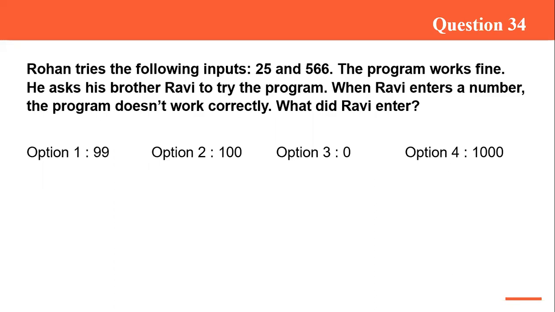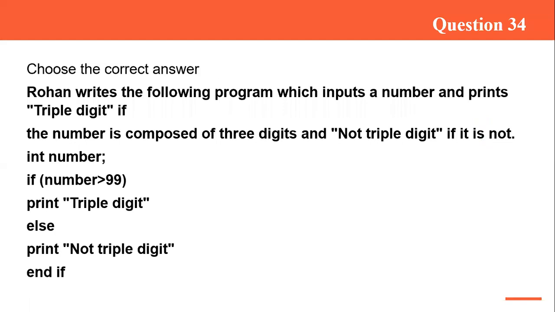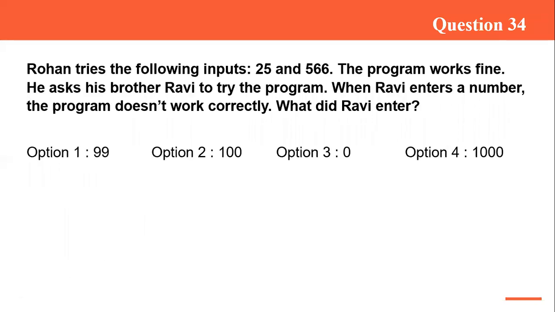But he asks Ravi. Ravi enters a number and the program doesn't work. For what number does it not work? Answer is 1000. Okay, 99 it will work, right? 99 is a smaller number. Is 99 greater than 99? False. So it will print not a triple digit number. 99 is not a triple digit number, right? 1000 is the answer.